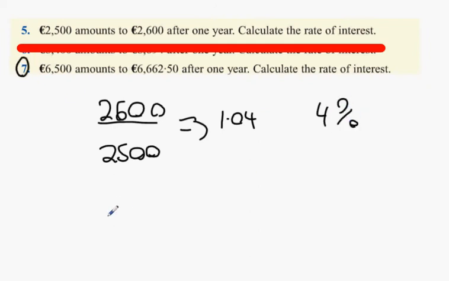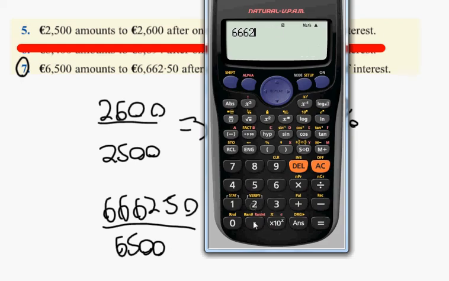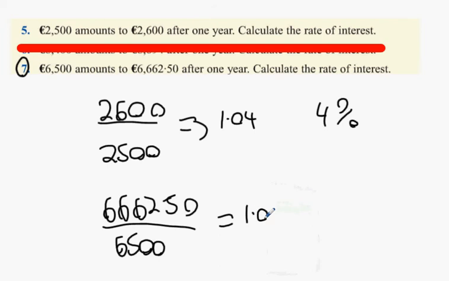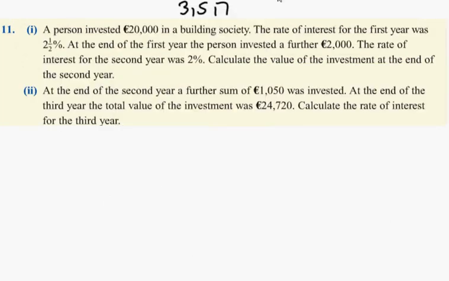Question 7, the same deal. 6662.50 divided by 6,500. What I'm going to get here is 1.025. What type of interest is that? 2.5%. Everybody alright with that? Okay. Next, guys, is this.